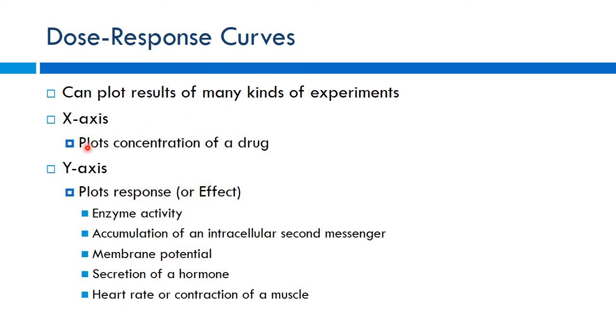So again, I mentioned the plot. The x-axis is going to be the concentration of the drug. On the y-axis, you can change whatever effect you're looking for. If you want to look at enzyme activity, accumulation of a second messenger, membrane potential, secretion of a hormone, the y-axis can be anything you want, as long as you're being consistent in how you're comparing different drugs together or whatever you're doing.